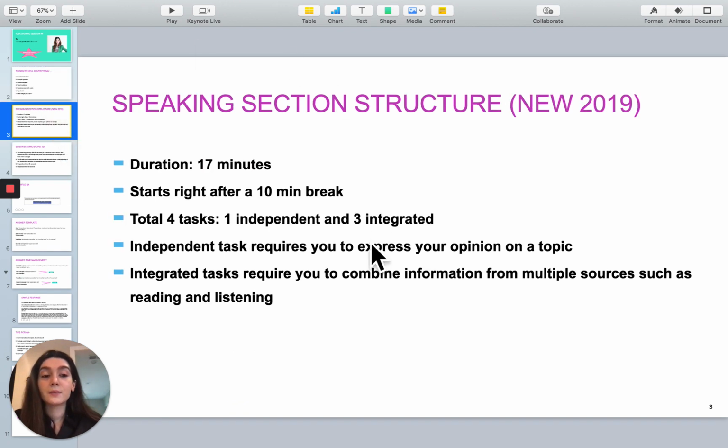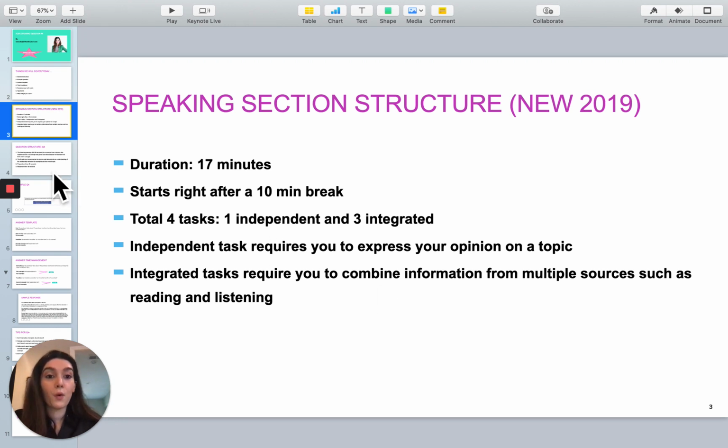So as you guys might know, starting August 2019, we only have 4 tasks on the TOEFL speaking. There's 1 independent and 3 integrated tasks, and it's a total of 17 minutes long. The independent task is your question number 1, where they require you to express your opinion on a topic, and there's no reading or listening attached. And then the integrated tasks are question 2 to question number 4, where they're asking you to combine information from various sources, such as reading and listening.